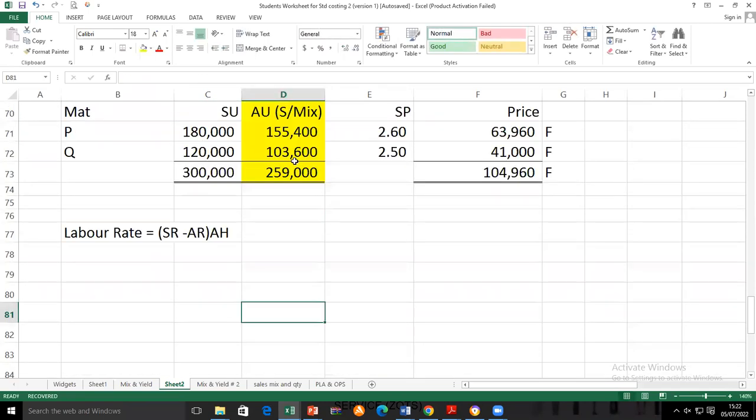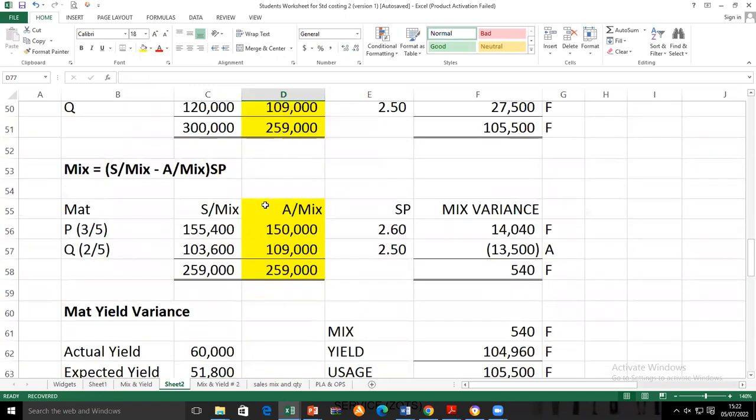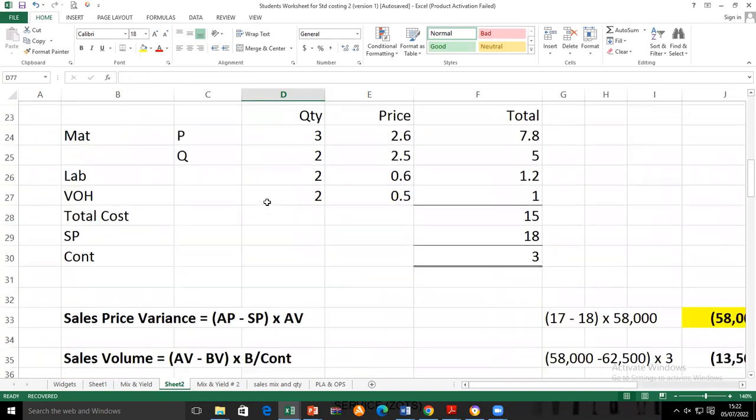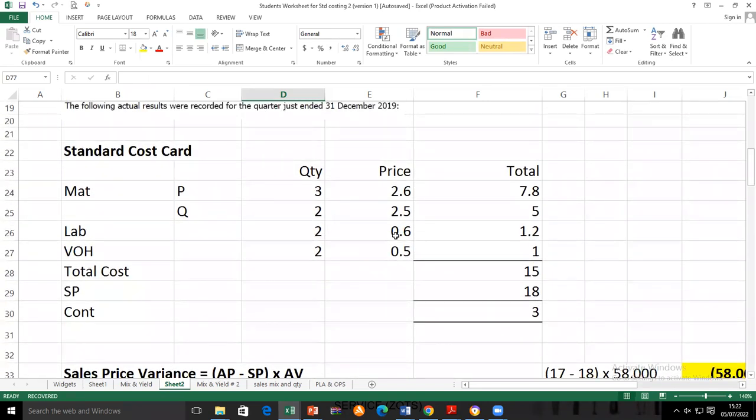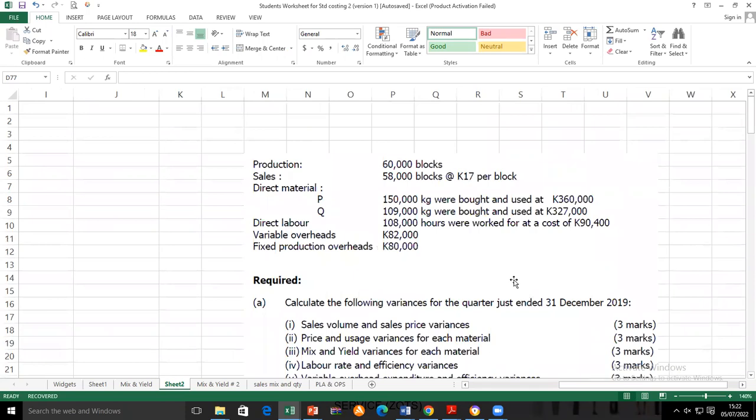Okay. So let's pick these items. What was the standard rate? Standard rate 0.6. This one here. That's the standard rate. What was the actual rate? The actual rate is here. 90,400 divided by 108.